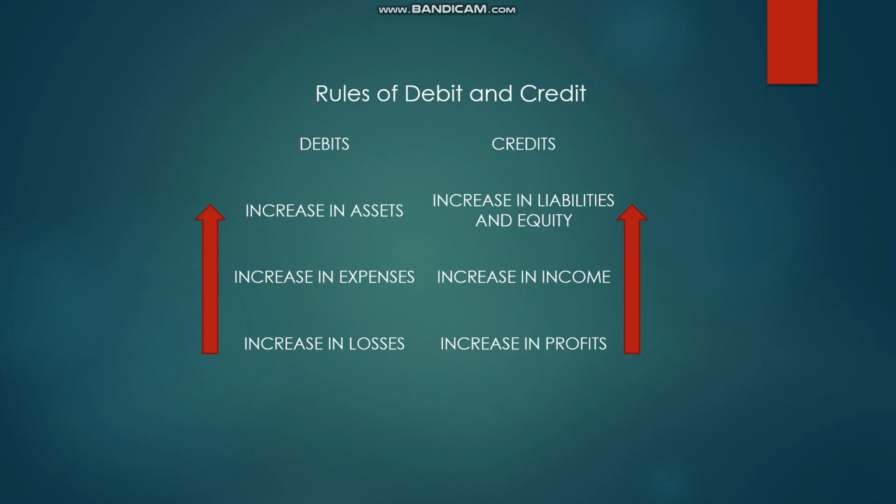You have to learn by heart. Assets, expenses, and losses, if they increase, they will always be debit. If they decrease, they will always be credit. Similarly, for liabilities and equity, income and profits, if they increase, they will always be credited. And if they decrease, they will always be debited. So this rule will be followed blindly for all the journal entries that we'll be going through, and they are followed everywhere all over the world.